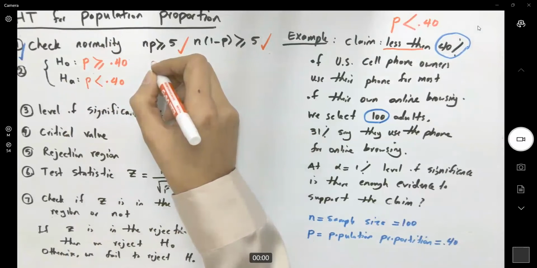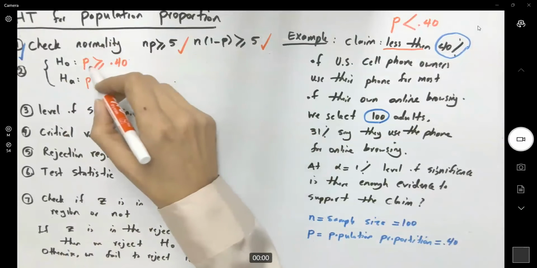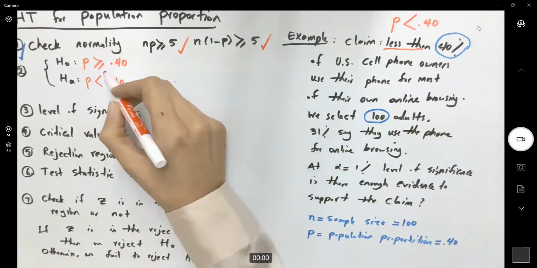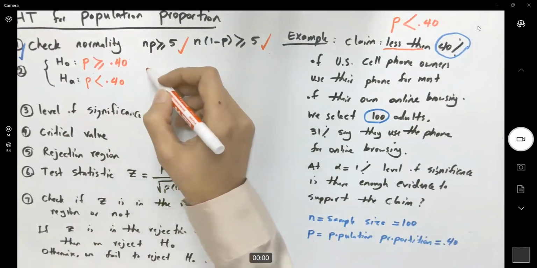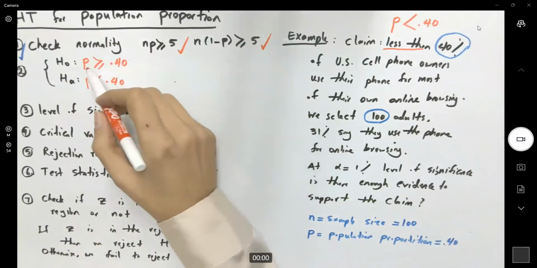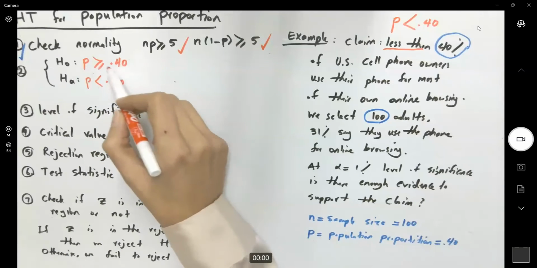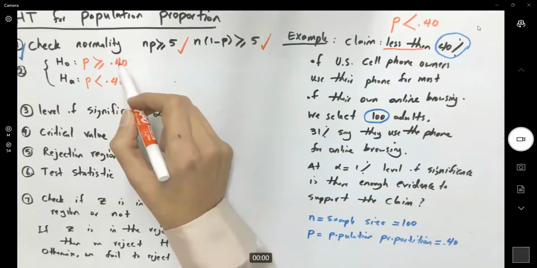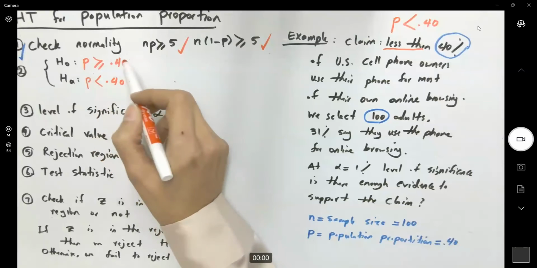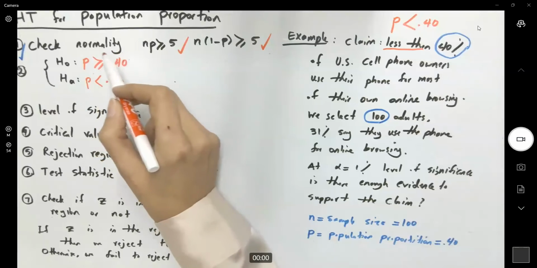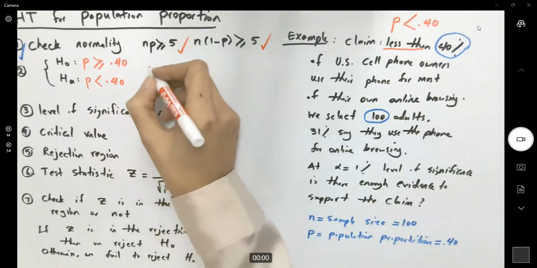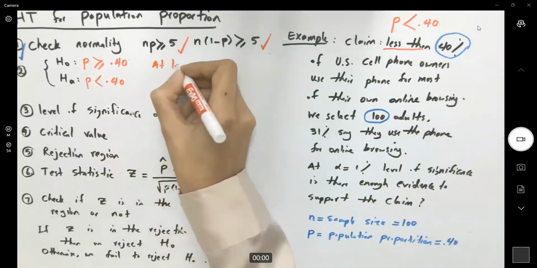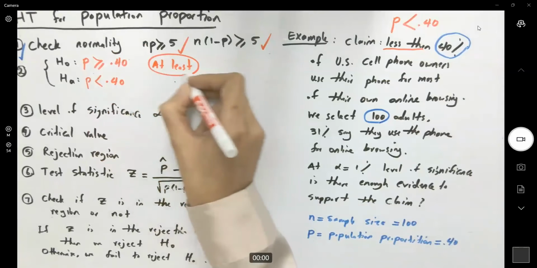Am I right? Is it at most or at least? P is larger than or equal to. Is it at most or at least? Half of the class said at most, the other half said at least. The minimum value is 40%. It might be 41%, 42%, 43%, 50%, 55%, 60%. So it is at least, not at most. Do not make that mistake.